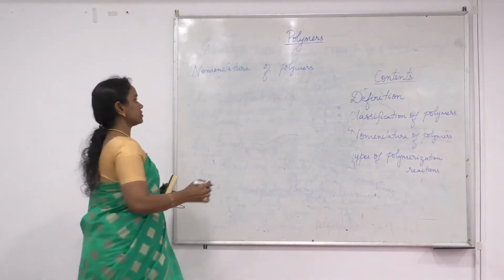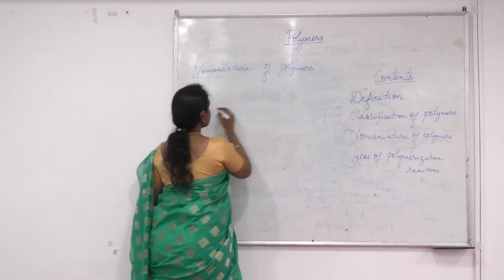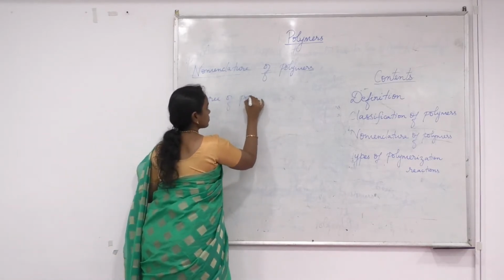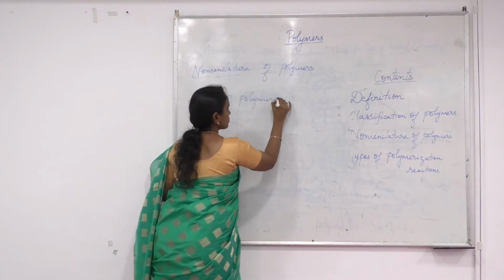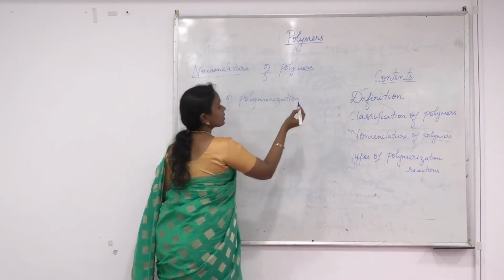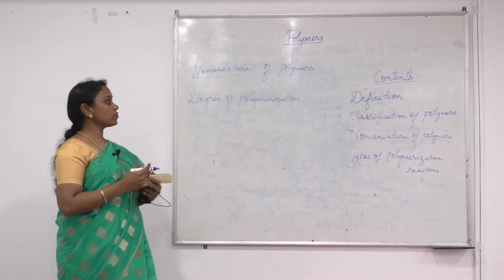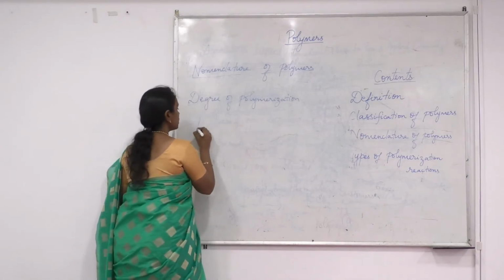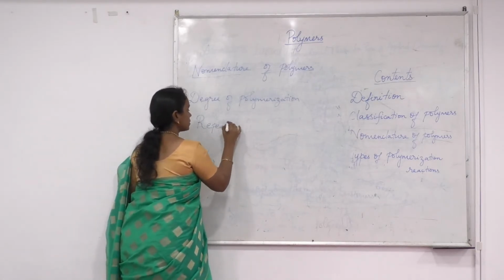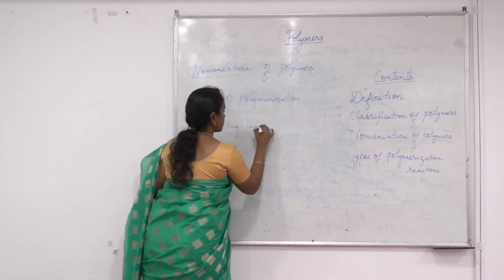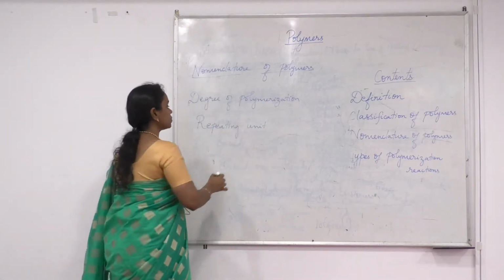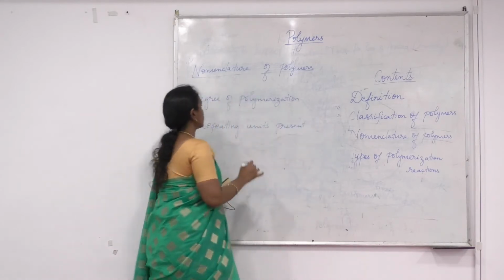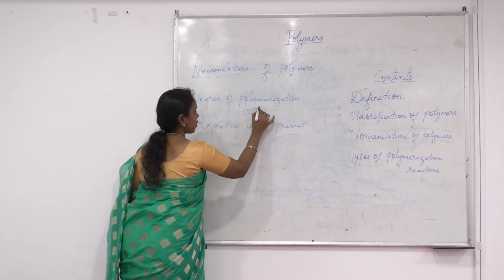Nomenclature of polymers. First we will see what is degree of polymerization. Degree of polymerization is nothing but the number of repeating units present in the polymer chain. And degree of polymerization is given by the formula.